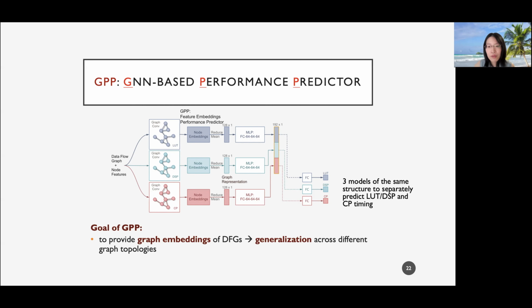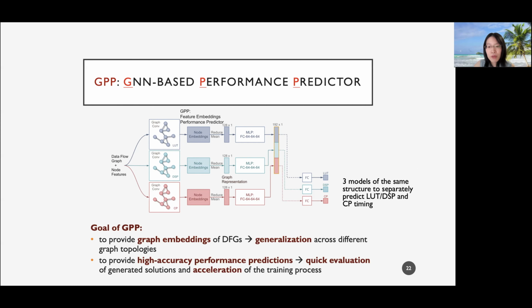Second, RL tools are notorious for long training time, and this will be worsened by frequent interactions with HLS tools. So we use GPP to provide high accuracy prediction of the actual performance, such that the solutions generated by RLMD can be quickly evaluated, thus accelerating the learning process.